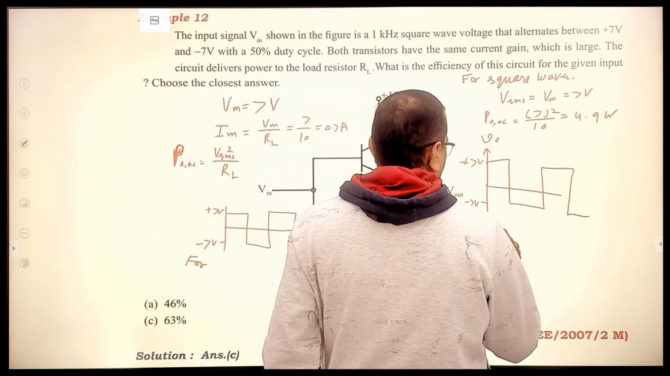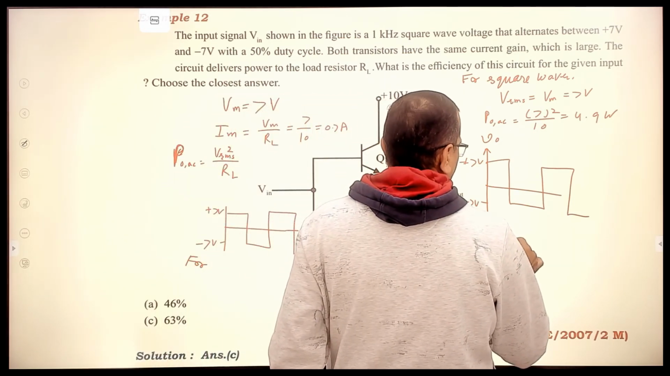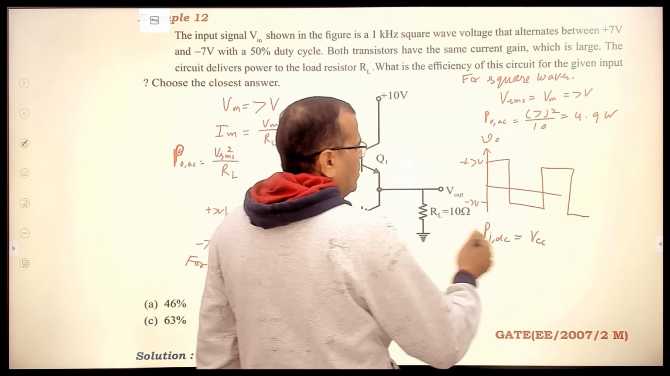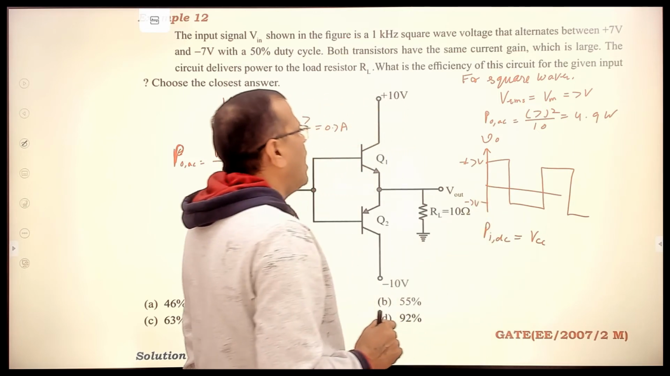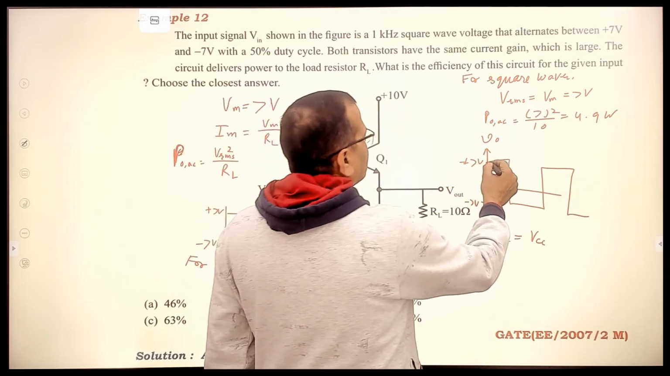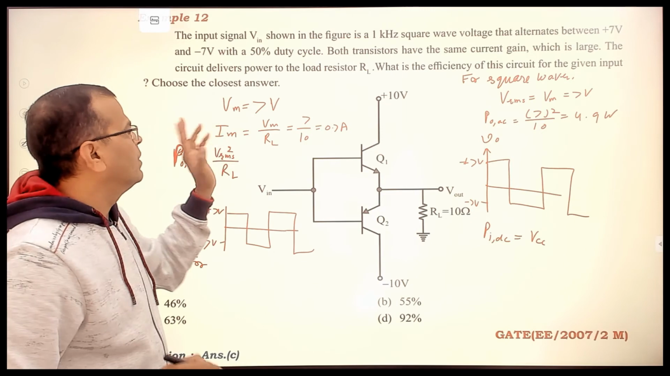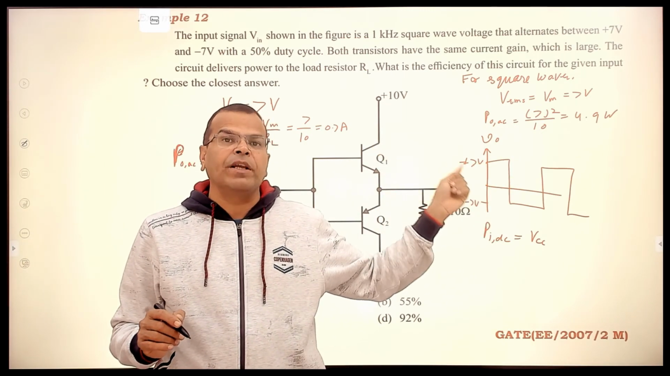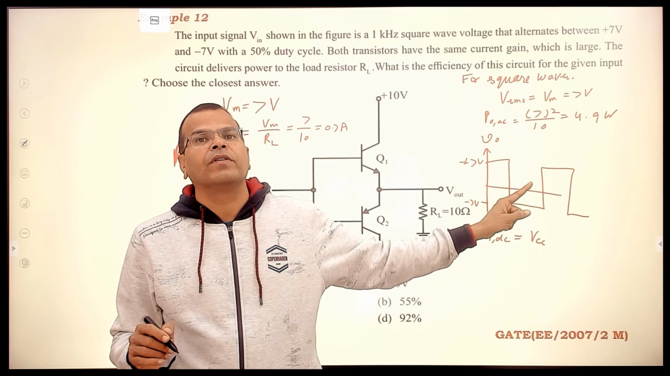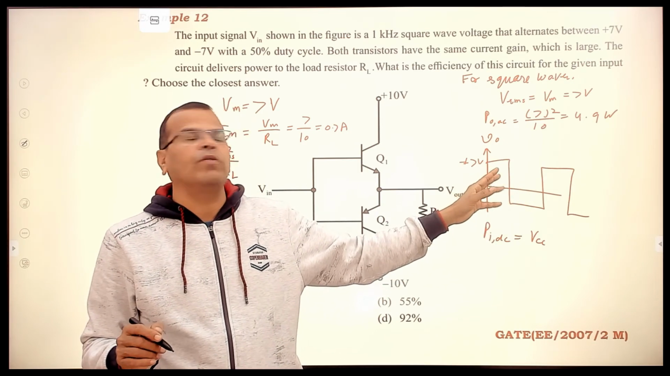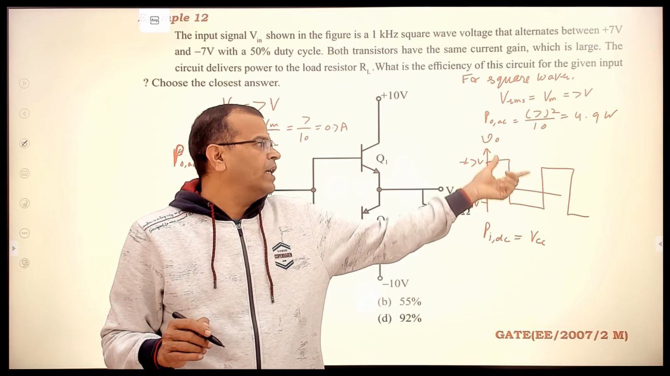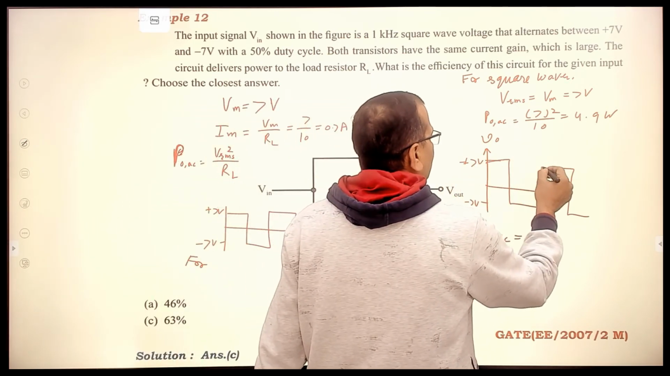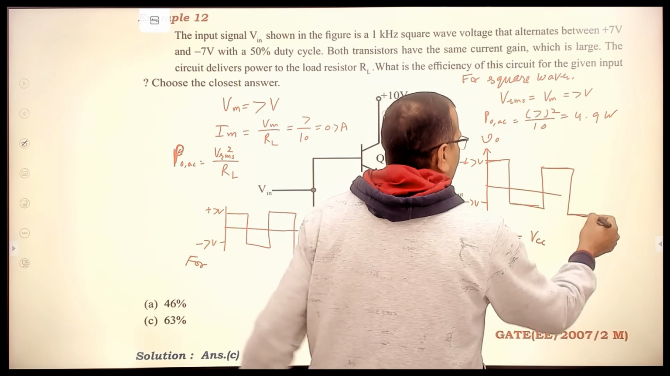Similarly, what will the DC input power be? PIDC will be VCC multiplied by the DC value of the current. And you know the DC value of the current. What is the DC value of the current? That is the same as for a square wave, the DC value is the same as the AC value, right? I was talking about RMS, but when you say DC, the DC value will be the same as the AC value in this case. So for the first half cycle, this will be there. For the negative half cycle, this will be there.